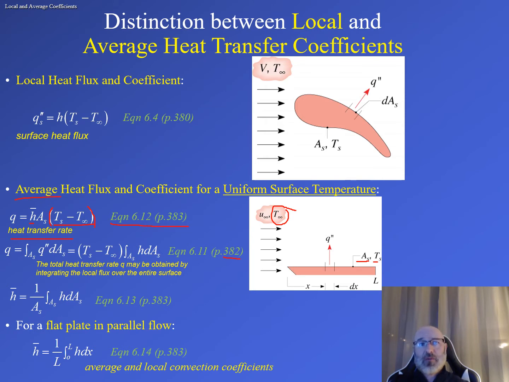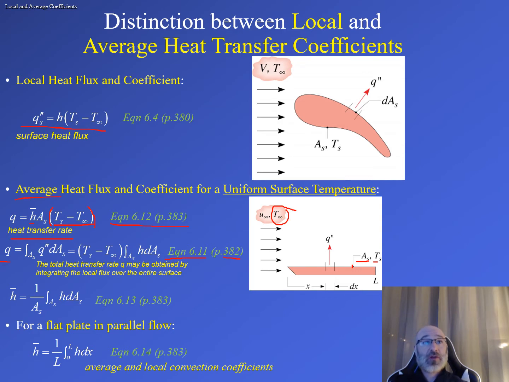Now that's just this one point right here. What if we want to do this for our total heat rate? So our total heat rate q can be obtained by integrating the local flux right here over the entire surface. So if we integrate our local heat flux right here, we can do this with our relationship shown in equation 6.11 on page 382 of our textbook.